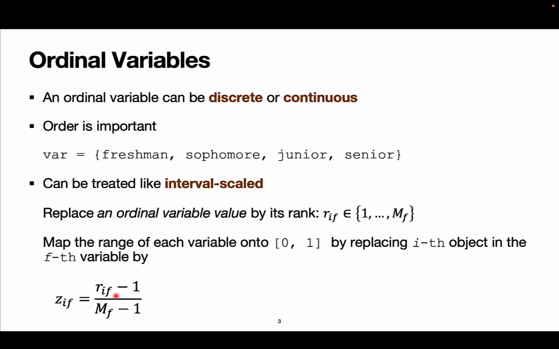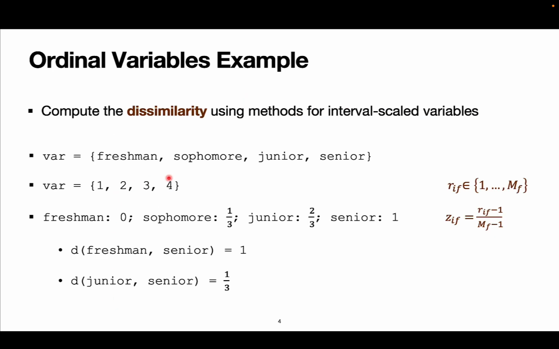Let's see an example. The variable with values freshman, sophomore, junior, senior is replaced by the ranks 1, 2, 3, 4. Now we compute the z-score for each value of this attribute. So for freshman, it's 1 minus 1 over 3, which is going to give us 0. For sophomore, 1/3, then 2/3, and 1.